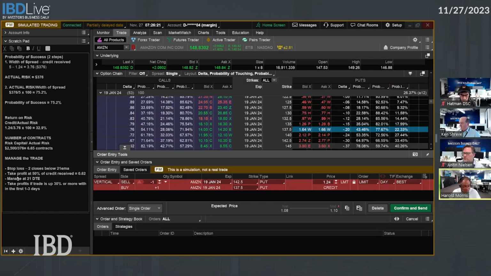The other part of managing the trade is we're going to take profits at 50% of the credit received. In this case, it's going to be 62 cents.